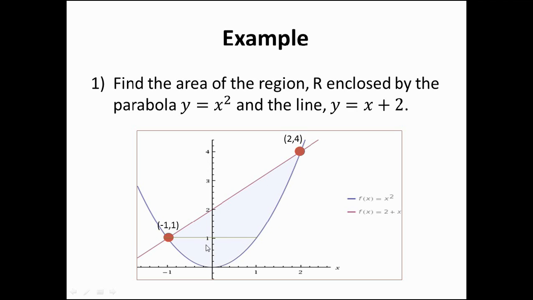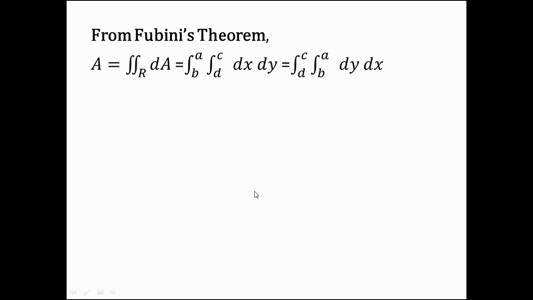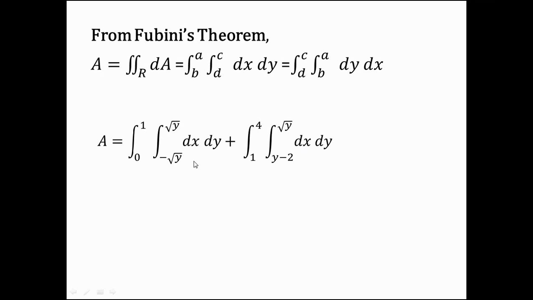So for the lower part of this region, we have our limits for y 0 and 1, while the limits for our x will be positive square root y and lower limit will be negative square root y. Then we add the area of these two regions together and we will have the whole region. So our integration will look something like this. This will be the upper region and this will be the lower region.